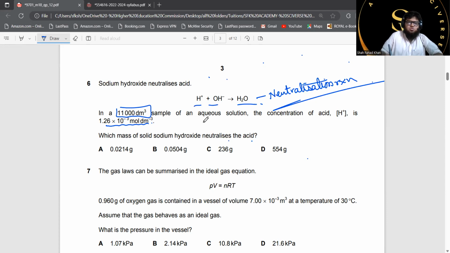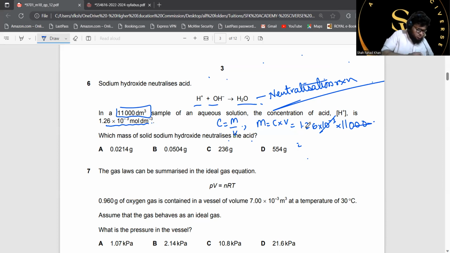All right. So the concentration formula was concentration equals moles upon volume. So moles is equal to concentration into volume. So let's just calculate that. The concentration is 1.26 × 10^-3 multiplied by 11,000. Correct? So the 3 zeros and the -3 go out, and 1.26 into 11. Just do this. It turned out to be 13.8 × 10^-3 moles.